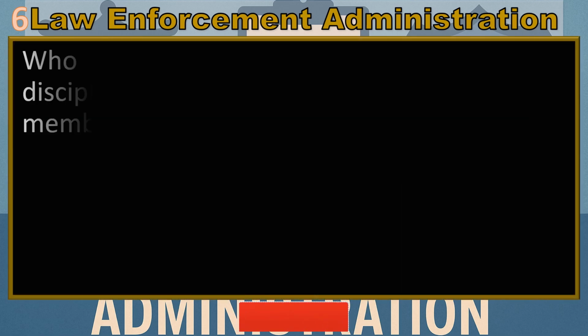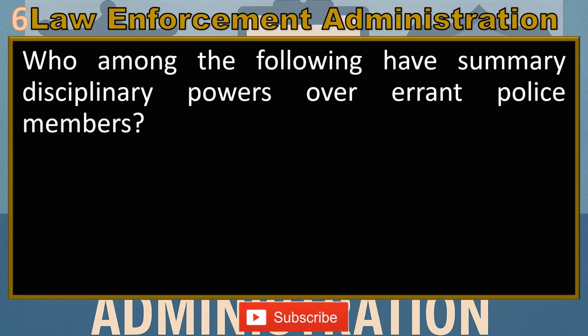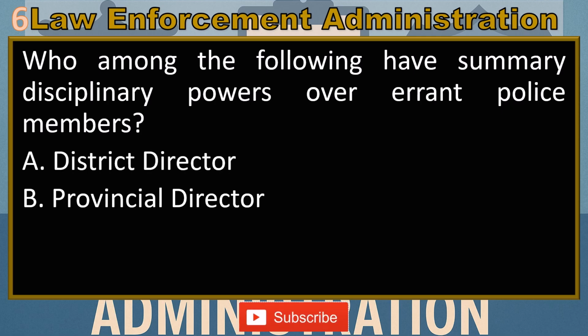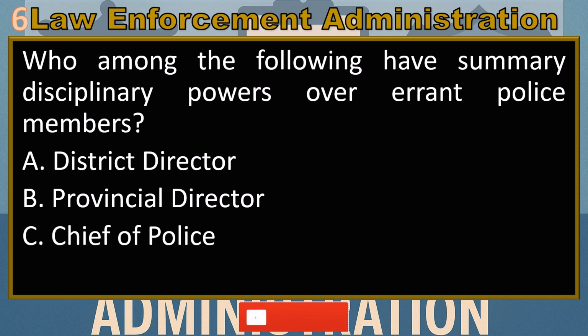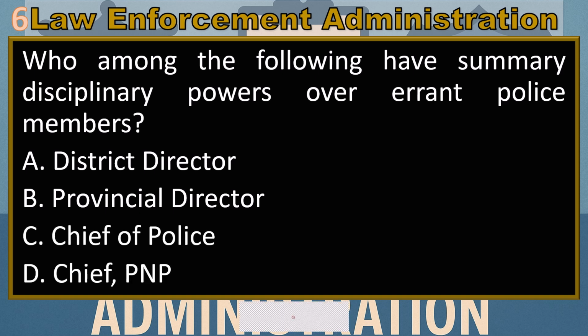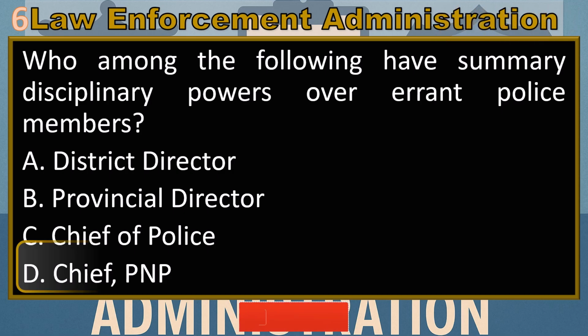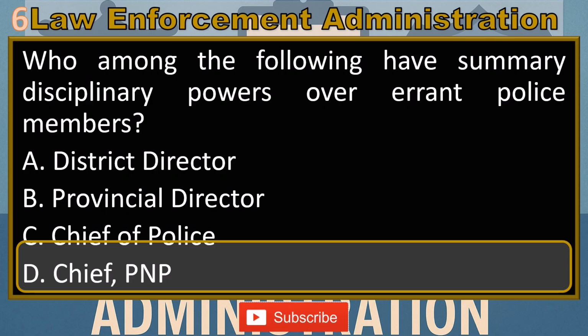Who among the following have summary disciplinary powers over errant police members? Letter A, District Director. Letter B, Provincial Director. Letter C, Chief of Police. Letter D, Chief, PNP. In the next 5 seconds, select the best response from the available options. 5, 4, 3, 2, 1. The letter of the correct answer is D, Chief, PNP. Among the following, the Chief, PNP has summary disciplinary powers over errant police members.